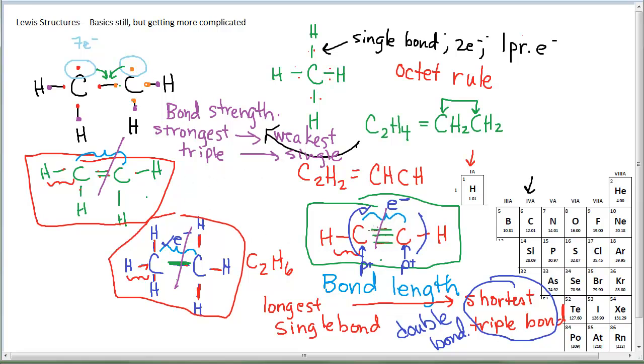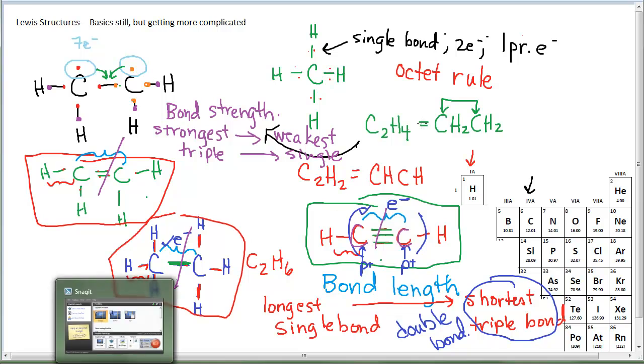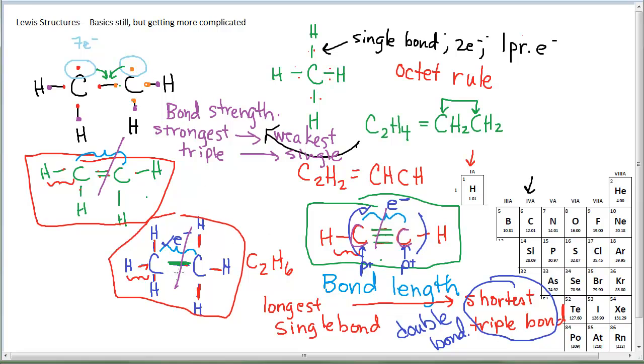It takes more energy to separate these 2 carbon nuclei if more stuff is holding them together, and that would be the triple bond. So the triple bond is stronger. It takes less energy to break apart the single bond, the weakest, because there are fewer negative charges holding these 2 nuclei together. So we can monitor the strength and the length of similar bonds. We have to be comparing similar bonds by looking at whether or not we have singles, doubles, or triples.